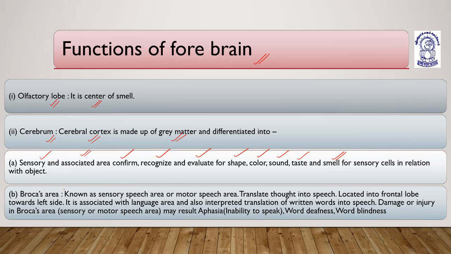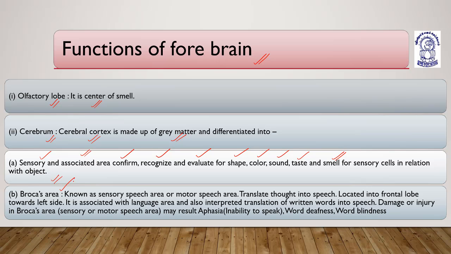in relation with object. The cerebral cortex is basically made up of gray matter and is differentiated into sensory and associated area. The first sensory and associated area confirms, recognizes, and evaluates shape, color, sound, taste, and smell for sensory cells in relation with object.